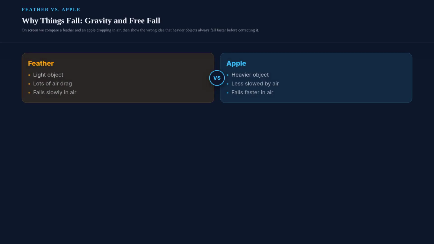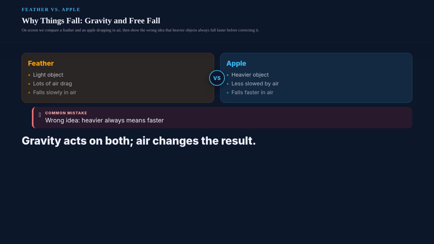Let's compare two drops. Here we watch a feather and an apple fall through air. The feather is slowed a lot by air, while the apple moves down much more quickly. A common guess is that heavier things always fall faster. That sounds sensible, but it is not the full story. Gravity pulls on both objects at the same time.